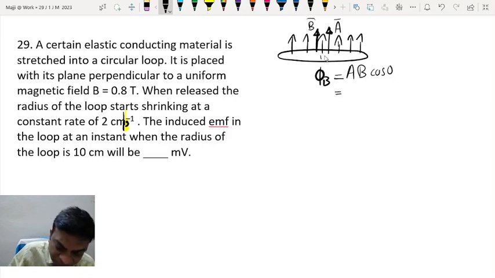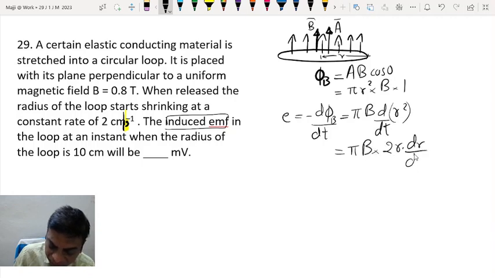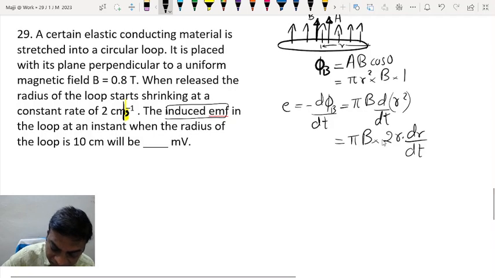So area is, if you take the instantaneous radius as r, then area will be pi r square into B, cos 0 is 1. Now according to Faraday's law, the induced EMF will be minus d phi B by dt, rate of change of magnetic flux. So this will be pi B d by dt of r square. Differentiate this with respect to time t. So this will be 2 r dr by dt. I have dropped the minus sign because it is of no use for us.